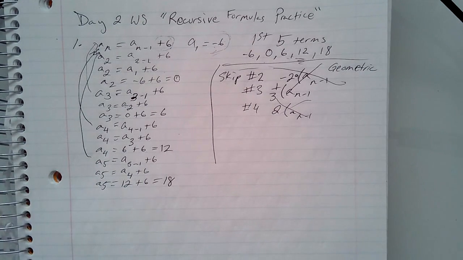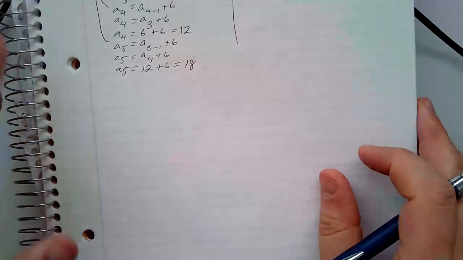All right. Number 5. Number 5 is not geometric. So, number 5.